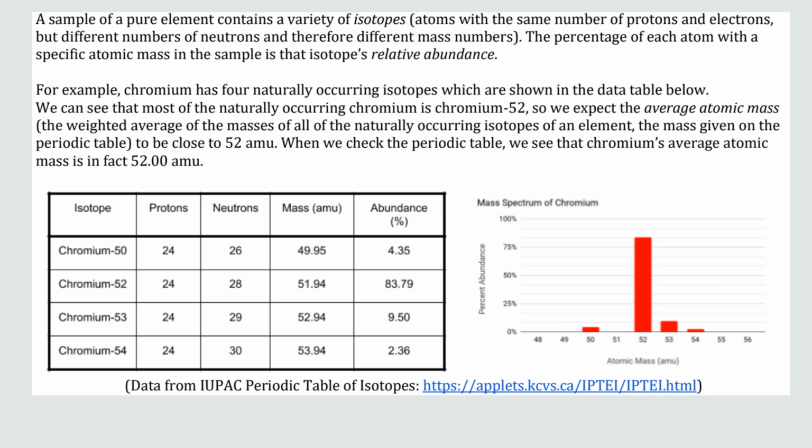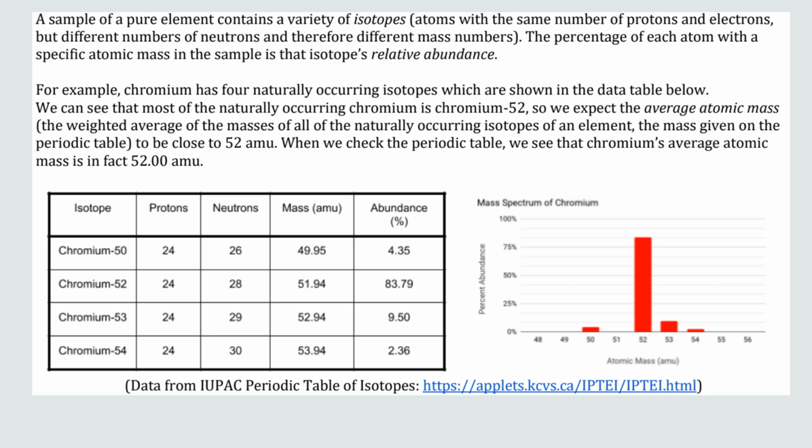If we look at our example here, we have chromium and it has 4 naturally occurring isotopes. They're shown in the data table below. Notice that when we typically talk about chromium, the most abundant one is chromium 52. It is 83.79%. So we can expect that the average atomic mass should be somewhere around there. And if you look at the periodic table, it's like 52.00 or 51.99 something AMUs, or atomic mass units.